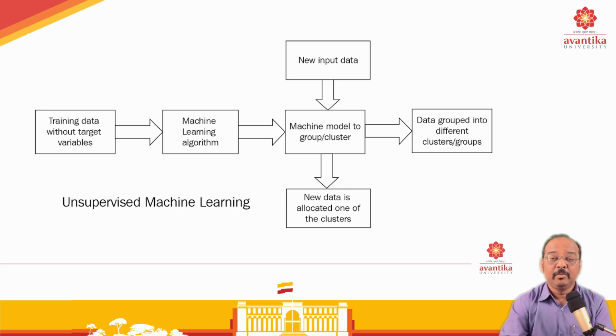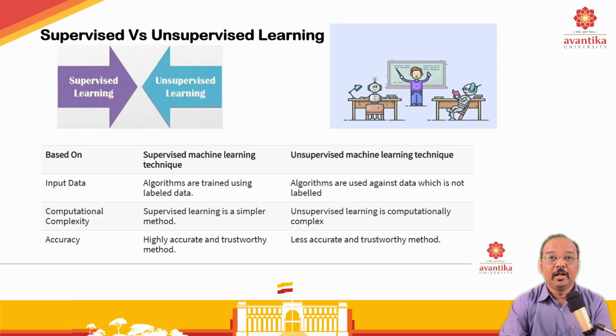The unsupervised learning block schematic has been represented this way: the training data without target variables goes to the machine learning algorithm. In the case of unsupervised learning, the machine learning model is defined with respect to that algorithm, and under no supervision the input data is categorized into different groups. These groups are not the same, they are different with respect to their own properties, and that is called a cluster.